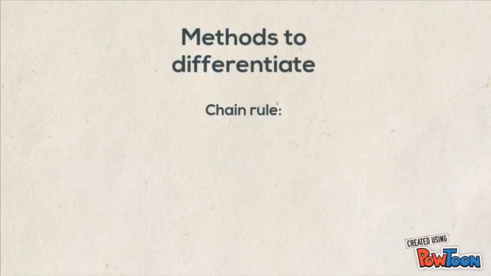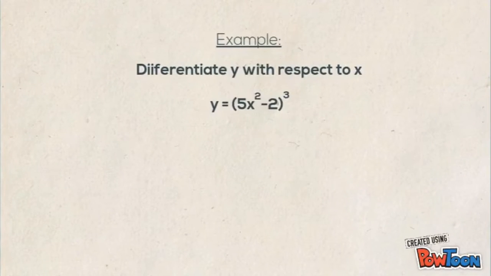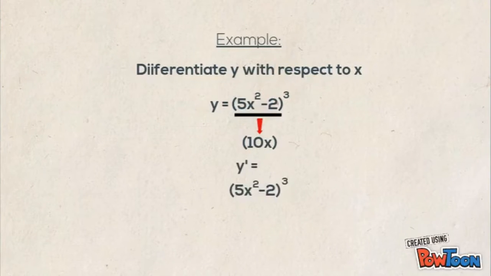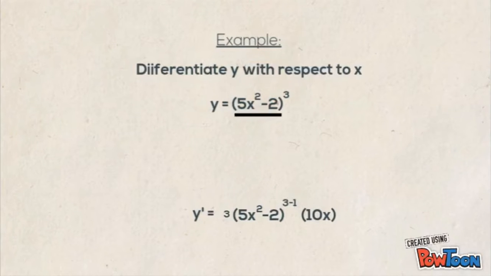The next method will be the chain rule. There are a few ways to do it, so we'll explain it using the most efficient one. For this example, let's first differentiate the things inside the bracket. Then, we bring down the power of 3 to the front and minus 1 from it. Next, we bring down the 10x that we differentiated before. We will end up with this when everything is simplified.